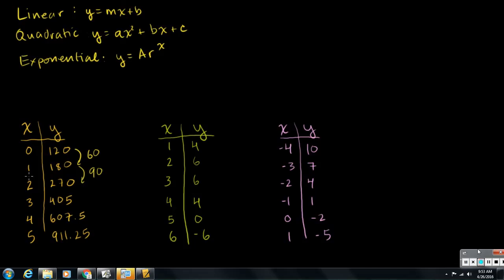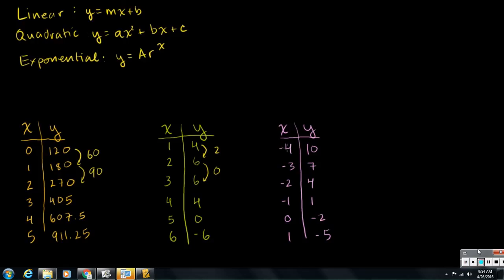When our change in x is 1, our change in y here is 60, then it's 90, and then as you go here, it's like 135. So this one is clearly not linear. Let's look at this one over here. Our first change in y is 2. Then our next change in y is 0. Once again, not linear. As we increment x by a constant amount, our y does not increase or decrease at a constant amount. So once again, this one is not linear.